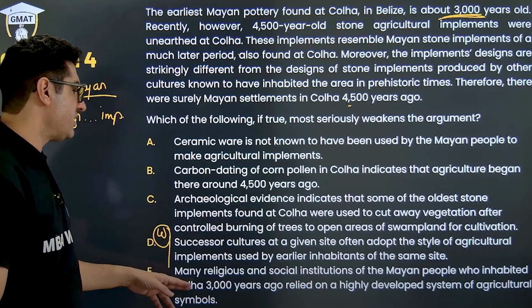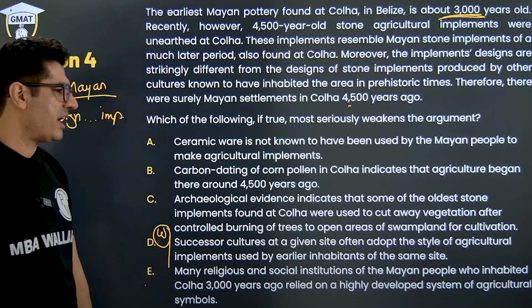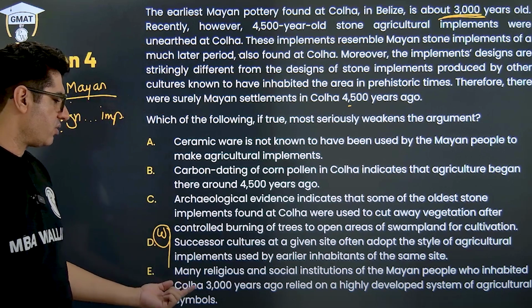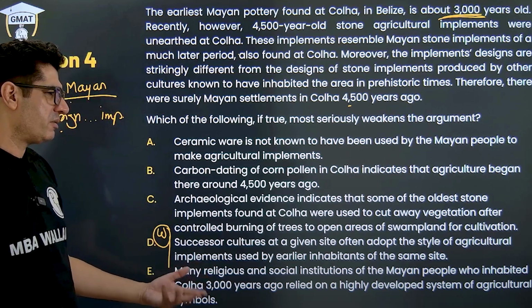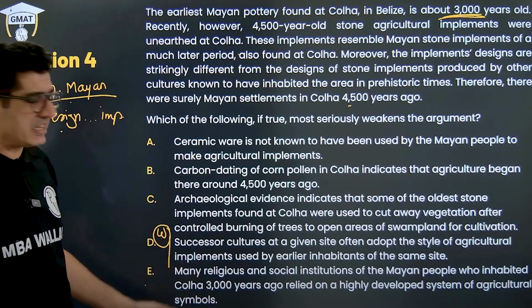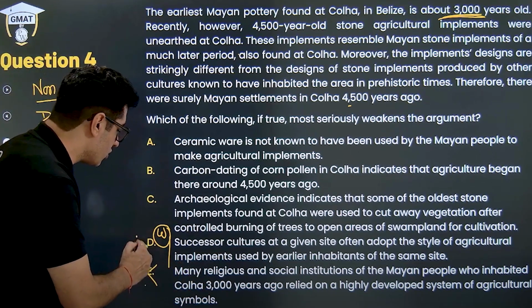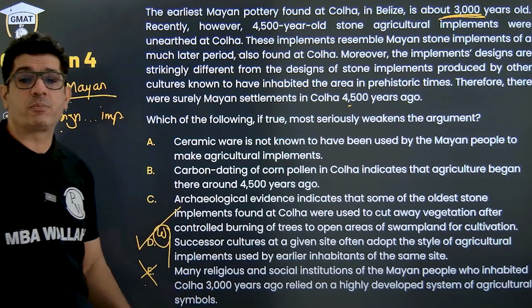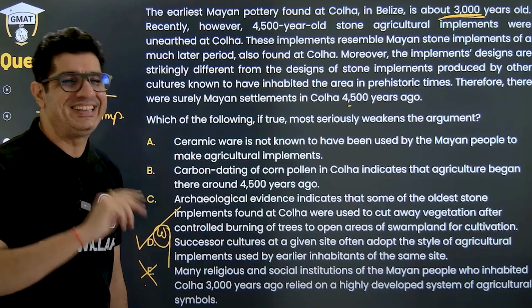E, many religious and social institutions of the Mayan people who inhabited Kola 3000 years ago relied on a highly developed system of agriculture symbols. Implement से symbols वैसे ही irrelevant हैं, आप हटा सकते हैं. So the best answer that we have here is option D.